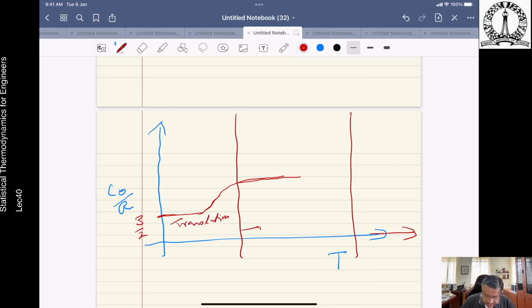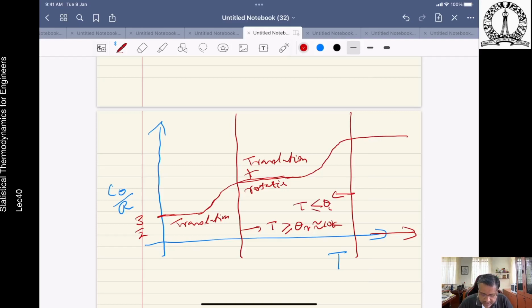Here the temperature is greater than or equal to theta R, which is approximately 10 Kelvin. So this is translation plus rotation, and then it starts to pick up once again. This is valid when temperature is less than or equal to theta vibration, which is roughly of the order of 1000 Kelvin. This part is now translation plus rotation plus vibration.